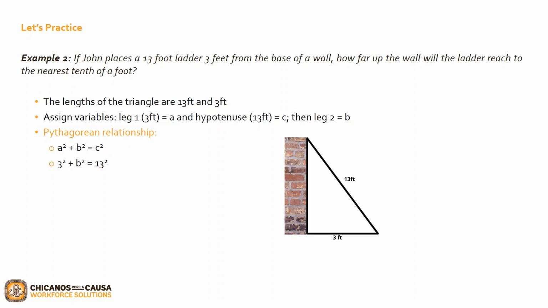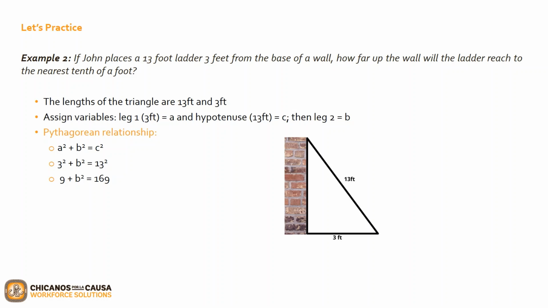So our equation is going to look like this. 3 squared plus b squared equals 13 squared. So let's calculate it. So 3 squared is 9. Then we bring down the b squared, because remember, we're still trying to solve for b. Then 13 squared equals 169.